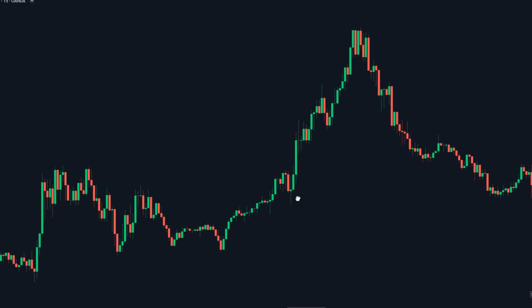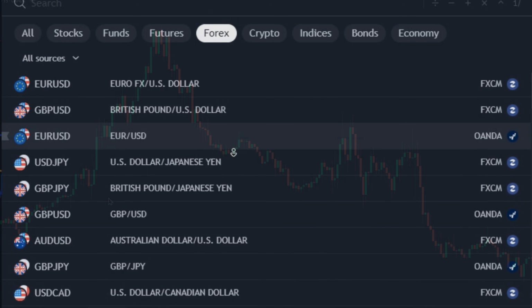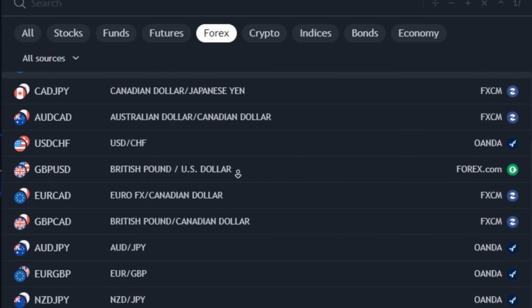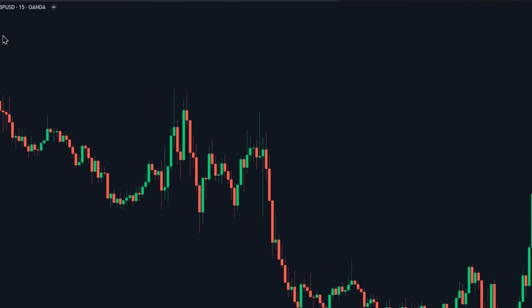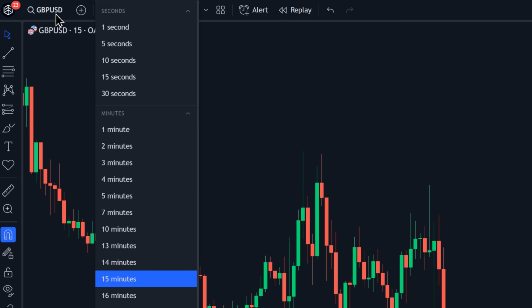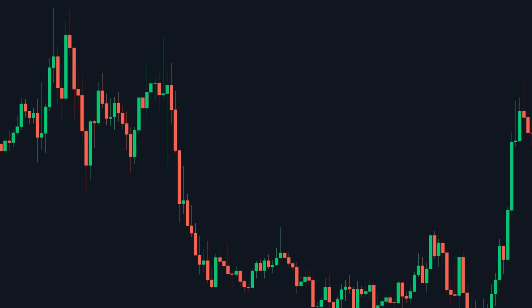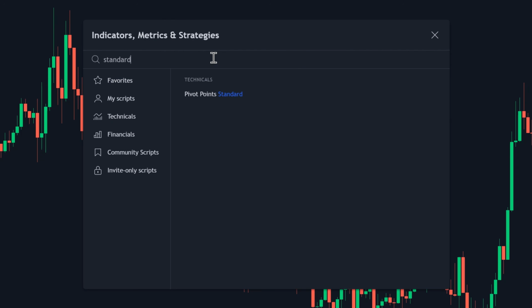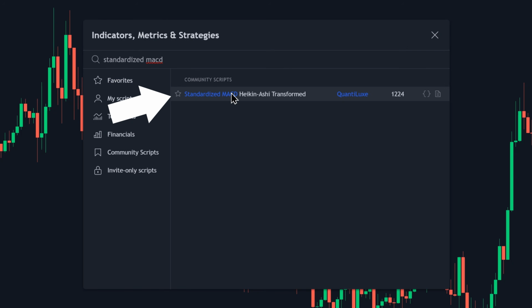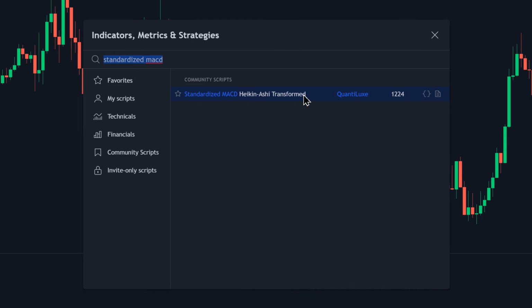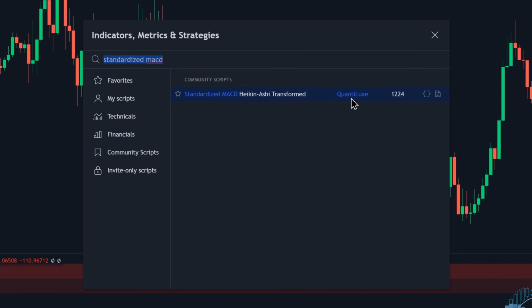To add it to your chart, you're gonna go to TradingView, then load any trading security that you like in any time frame. For me, I'm gonna be using the 15-minute time frame of GBP USD. Then click on Indicators, type in standardized MACD. Select this one called Standardized MACD Heiken-Ashi Transformed, created by Quantilux.